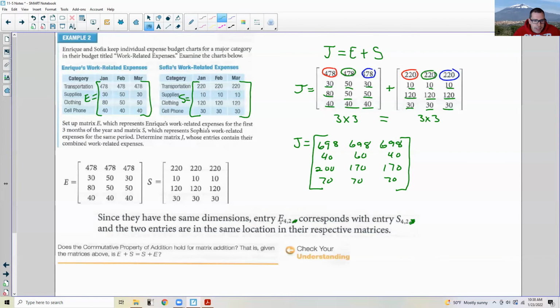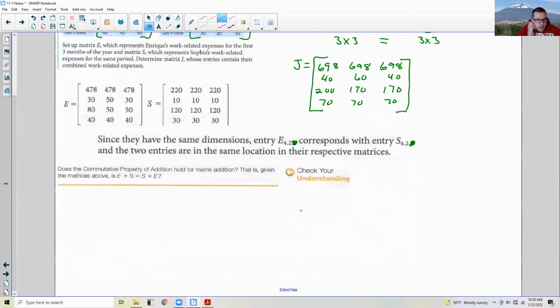Right. What they're saying is E4,2, which would be row 4, column 2, is right here, and corresponds with entry S4,2, which is right here. There is not another 4 at the end. Matrix dimensions are row by column, and there should only be two numbers here. So that is a misprint in the book, just so you know. And now I will continue on to the check your understanding.